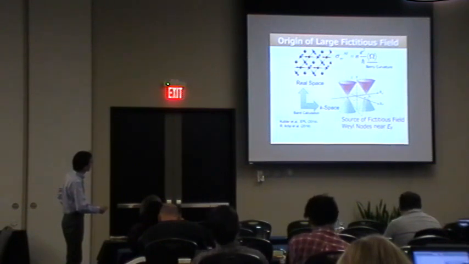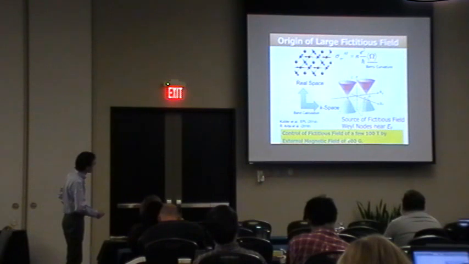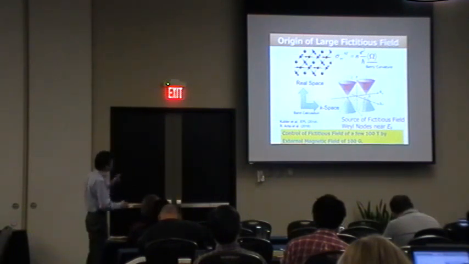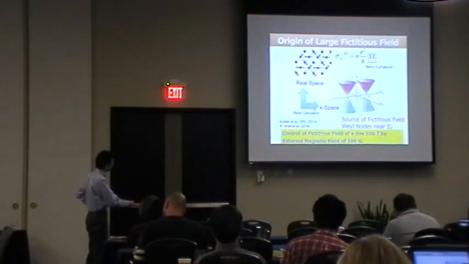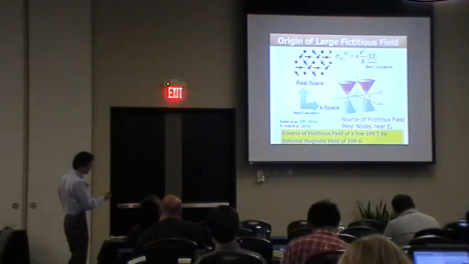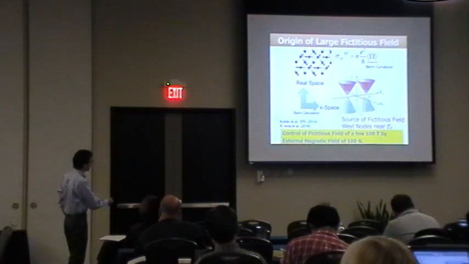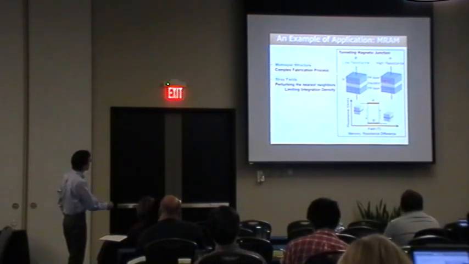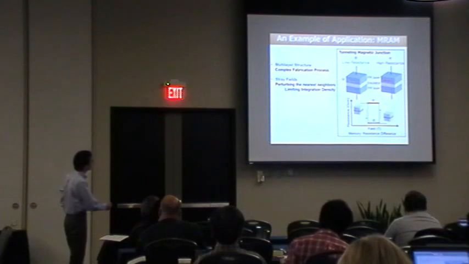But obviously we see a very large anomalous Hall conductivity without any magnetization. That indicates that we have a very large curvature, or fictitious field, in the system of the order of a few hundred tesla. And we can control this field by changing the magnetization orientation using a very tiny magnetic field of the order of 100 gauss. This is quite useful, and obviously this can be used, for example, this one, the N-gram, for example.